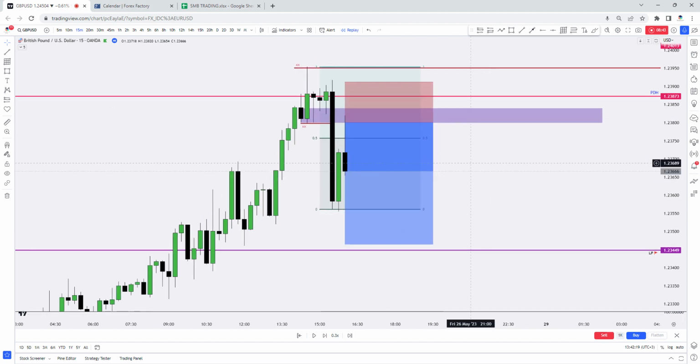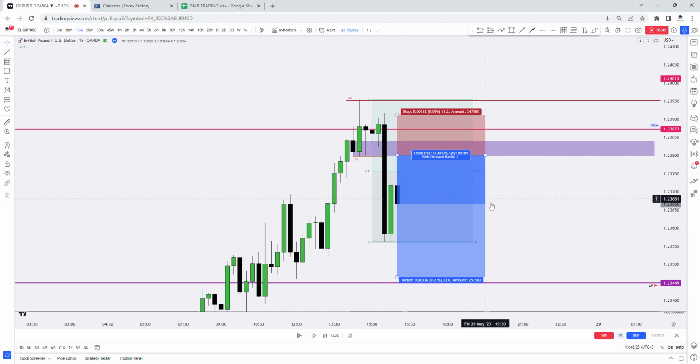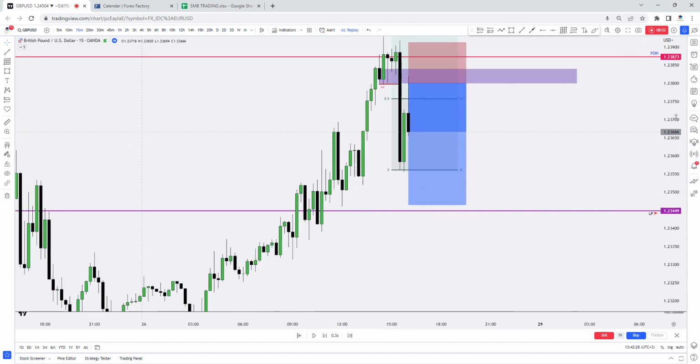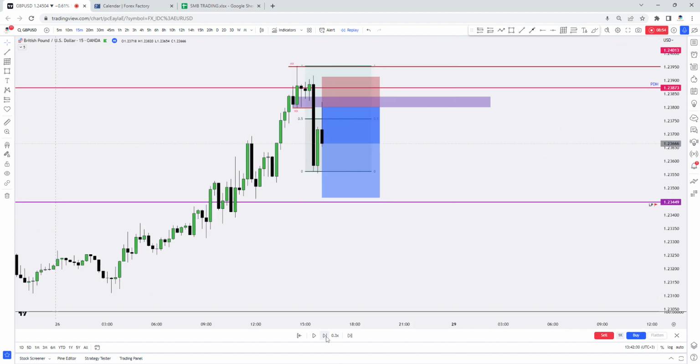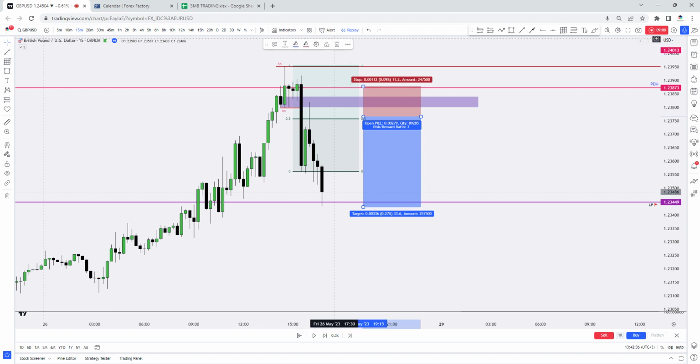I'm tagged in. Look at that, guys. Price hit the closing price of this down candle, and then price immediately rejected, and price is going down. So let's see what happened. And then 1:3 is given.